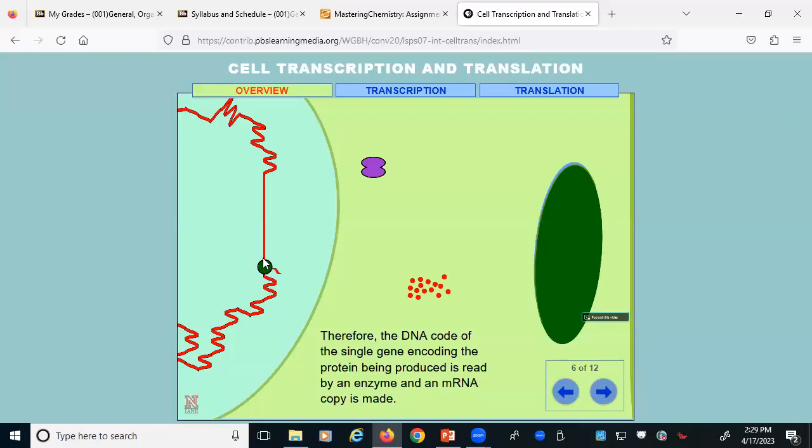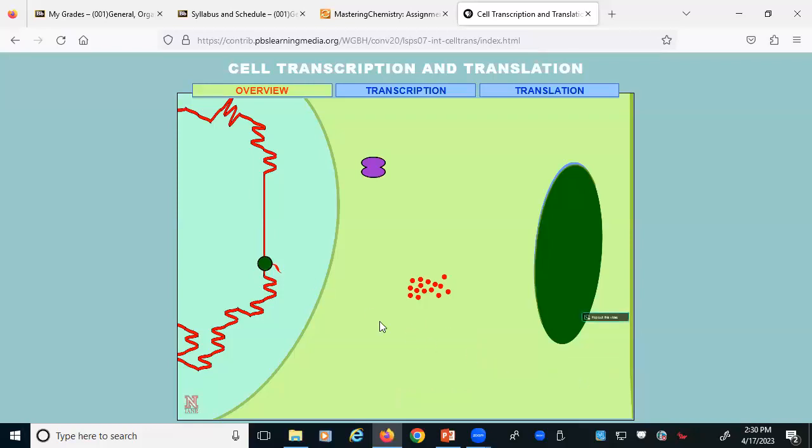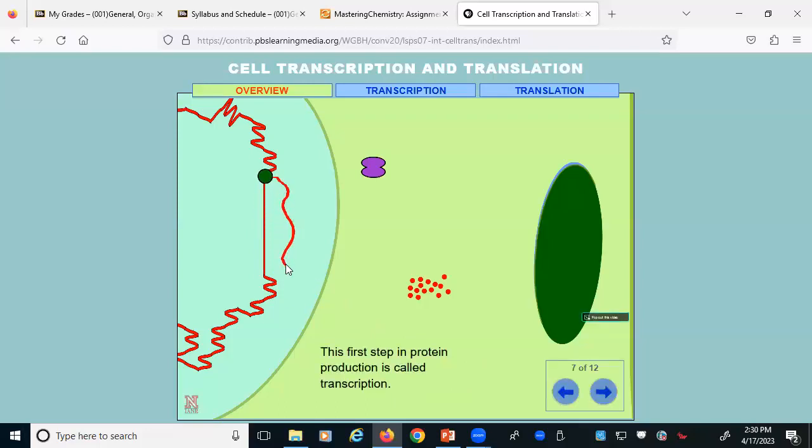So this green ball here represents an enzyme. What the enzyme is going to do is it has straightened out one of the coils of the DNA here, and it's going to transcribe it. It's going to zip its way across here, and using the complementary base pairs, it's going to read the genetic material and create a strand of messenger RNA. So that's what this red ribbon hanging off of this green enzyme is. That's the messenger RNA.